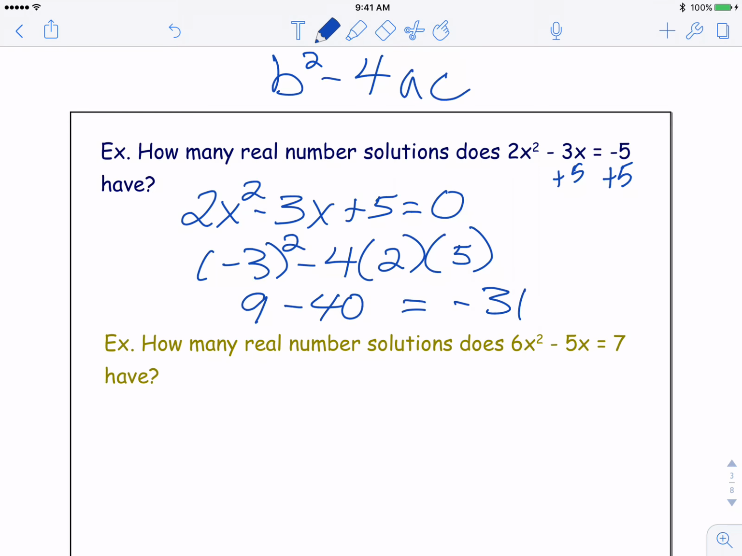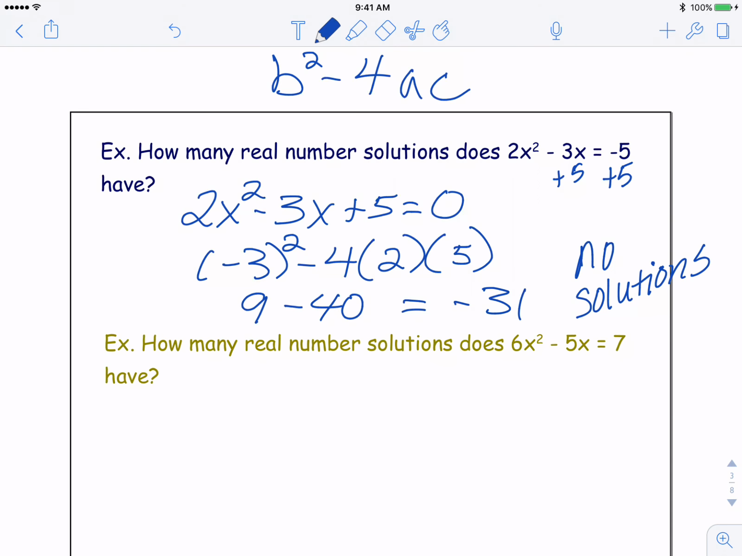Since that chunk is negative, remember that's the chunk that's going to be under the square root sign. Since it's negative, I will have no solutions here because I cannot take the square root of a negative number. So there's no solutions in that quadratic function. Moving on to the next one.